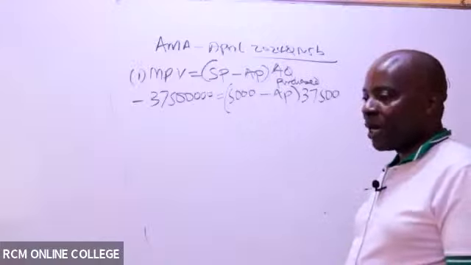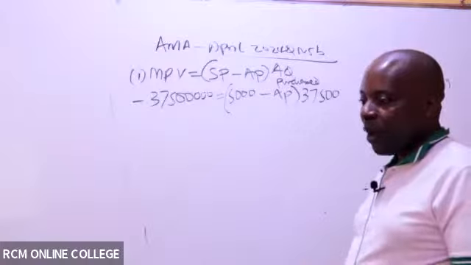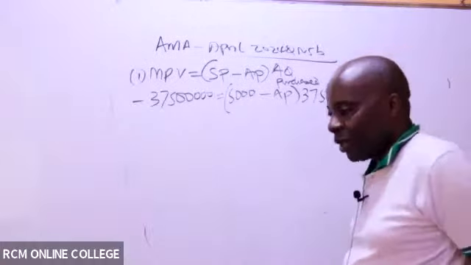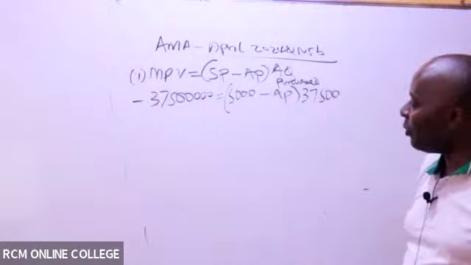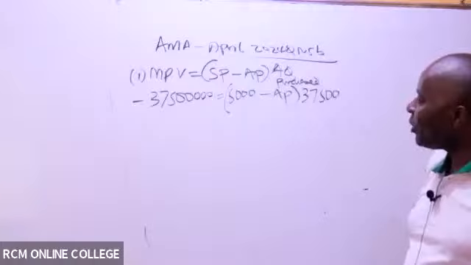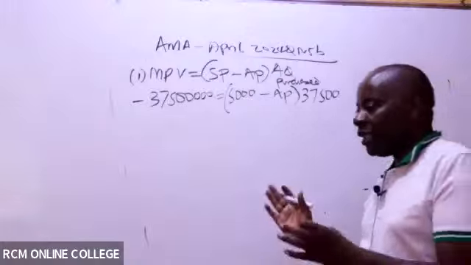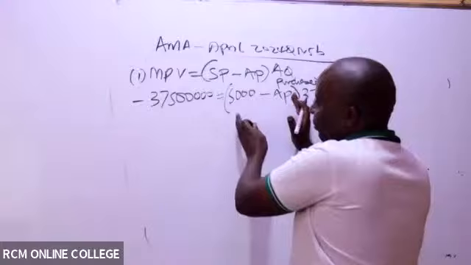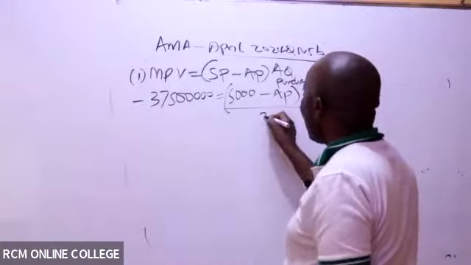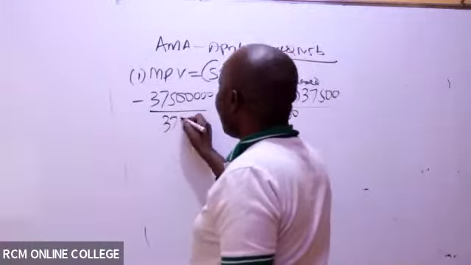Yes. So then your work is to make AP, the actual price per kilogram, the subject of the formula. I'm sure some students will open the brackets and multiply individually. But if I'm the one doing this, I will treat this as if it's one number. So I divide both sides by 37,500.